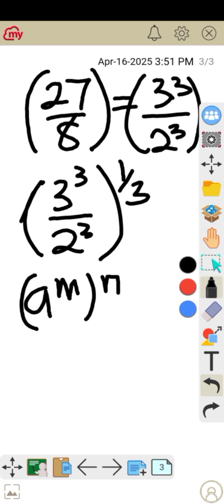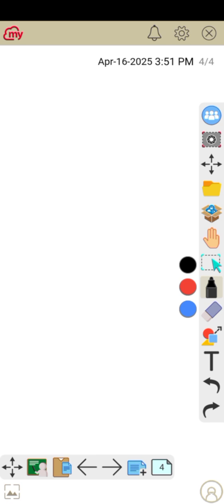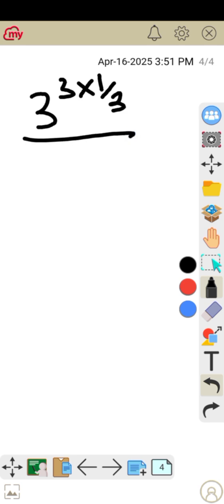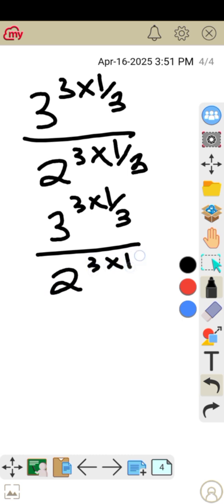They are similar. So what we are going to do is split them into 2. This is what I mean by splitting them into 2: 3 raised to the power of 3, times 1 over 3, over 2 raised to the power of 3, times 1 over 3. So we'll be having 3 times 1 over 3, and 3 times 1 over 3.